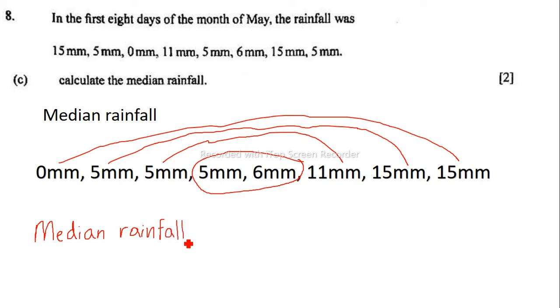Okay, so the median rainfall is equal to 5 millimeters plus 6 millimeters, all divided by 2. What is 5 plus 6? 11.